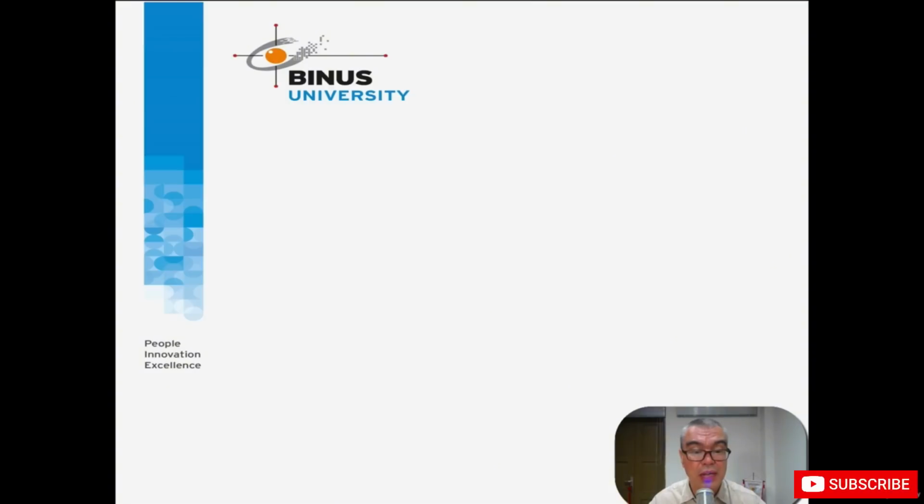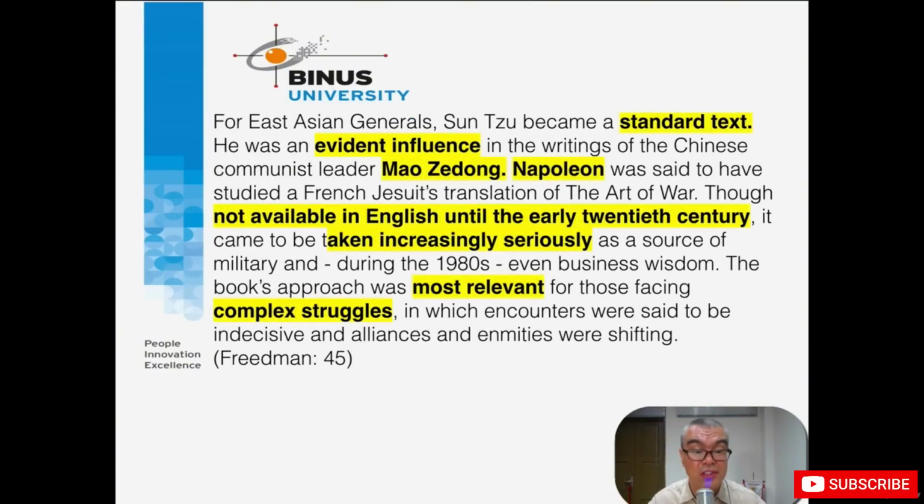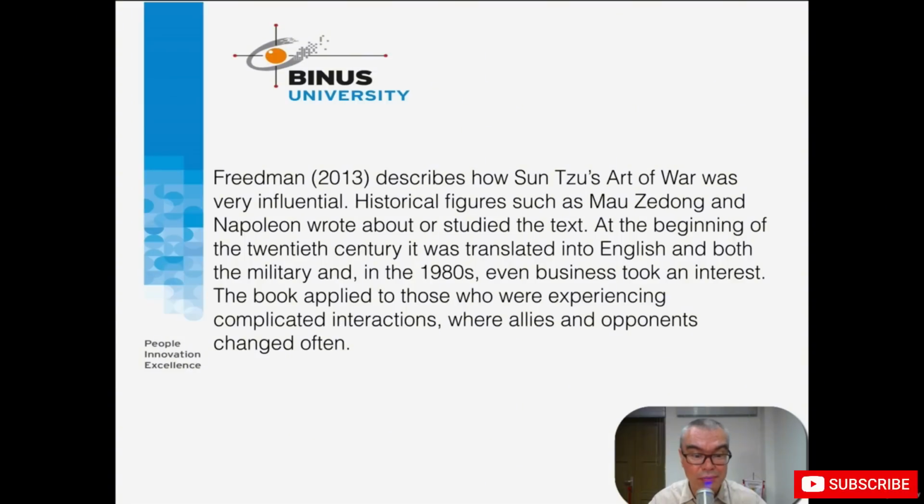So here's how I would identify some of the key words from this original text. We've got these highlighted again here: standard text, evident influence, Mao Zedong, Napoleon, not available in English until the 20th century, taken increasingly seriously, most relevant, complex struggles. So you need to think about those highlighted words and what alternative vocabulary you might use. So here is a possible paraphrase.